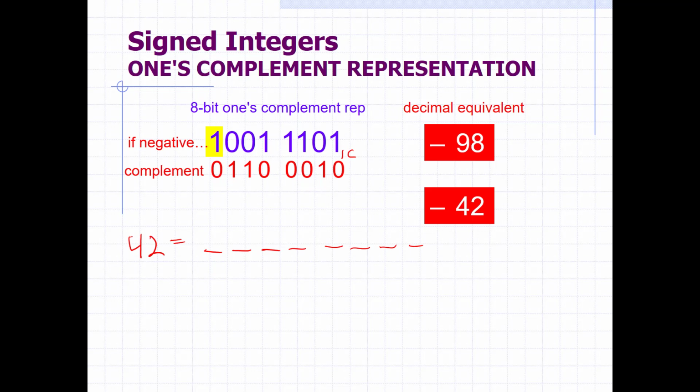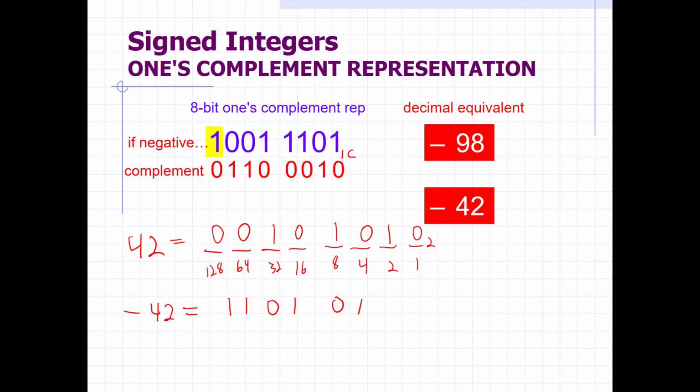So as an unsigned, to make 42, I don't need any 128s, I don't need any 64s, I do need a 32, I don't need a 16, I need an 8, I don't need a 4, I need a 2, and I don't need a 1. 32 plus 10 more gets me to 42. This is just regular old binary. Now to get negative 42 in ones complement, I simply flip all of those bits.